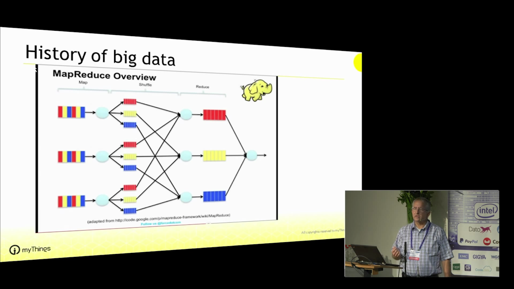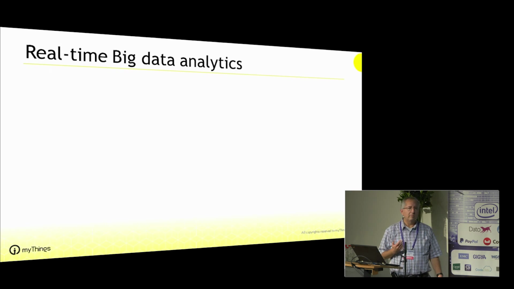All of this is shared to the same reducer, and this reducer will get all the tuples, all the couples that contain the same key, Hadoop, and will sum up the count and emit a count. So Hadoop actually allowed us to do big data analytics in batch mode.